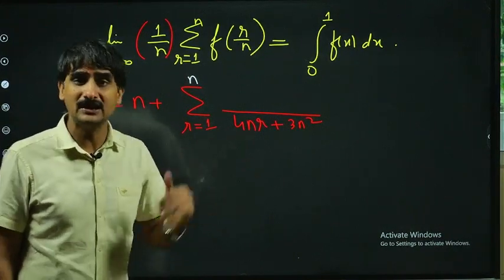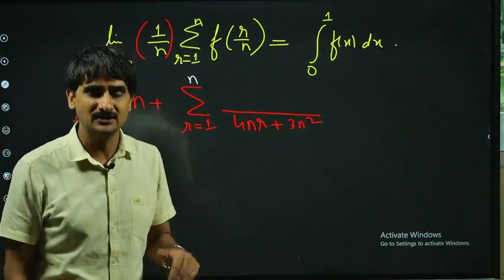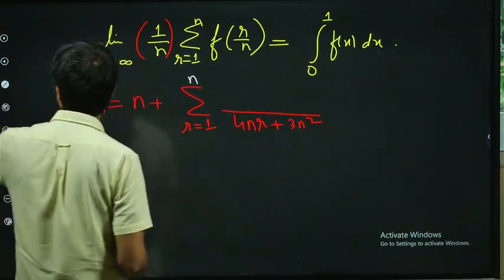But is it going to n? Is it going to n plus 1? Or is it going to 2n? That makes the difference. Okay, for that I verified. Now let's do it for the numerator.